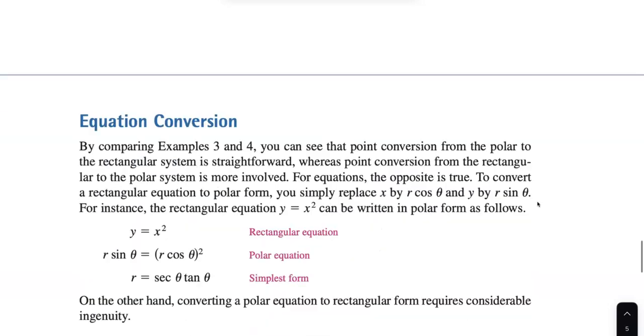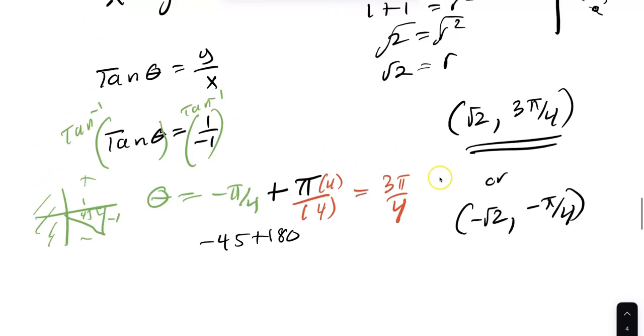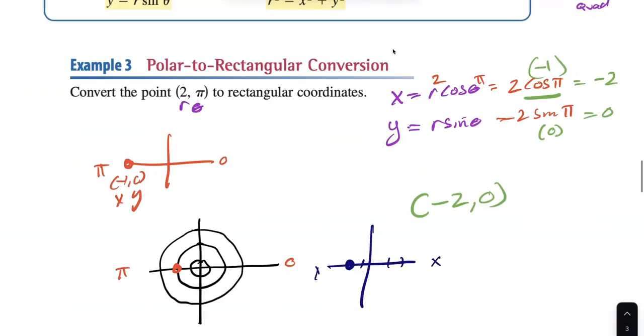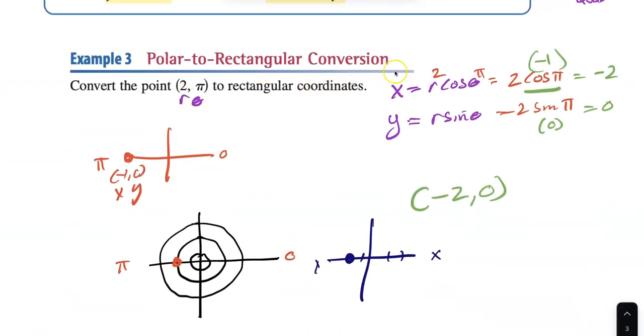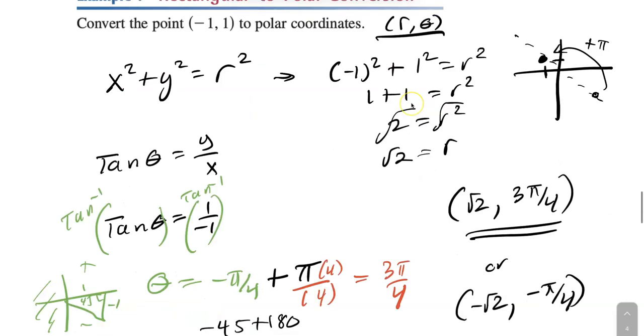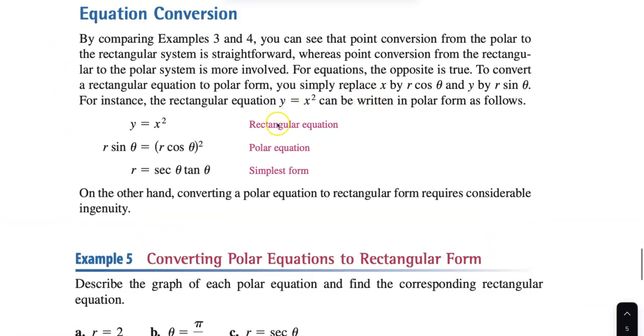How do you convert the equations? Now, one of them is really easy, just like before. Going from rectangular to polar, kind of messy, we have to do a lot of stuff. But going from polar to rectangular, super easy. Just plug into these formulas. For the same reason, when you do the equations, it's actually the opposite. Going from rectangular to polar, super simple.